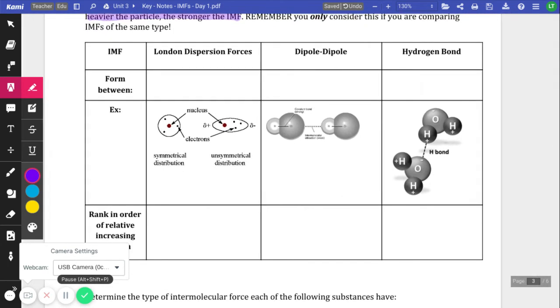So what I want you guys to do right now is, we just talked about the 3 types of IMFs, London dispersion, dipole-dipole, and hydrogen bonding. So I want you guys to go ahead and fill out this chart right here with your summary of what you've learned so far.